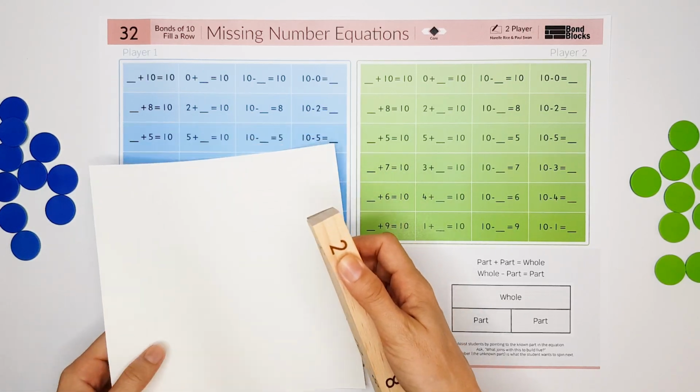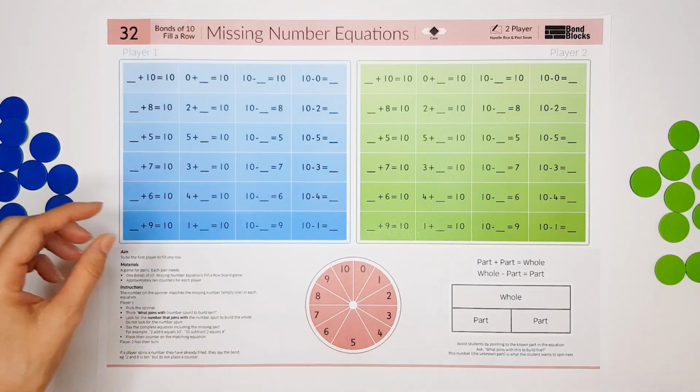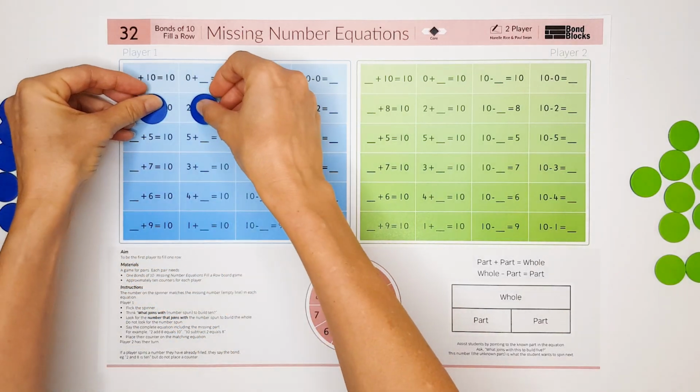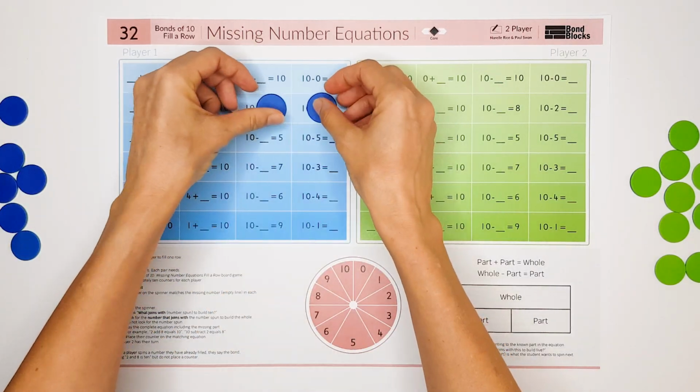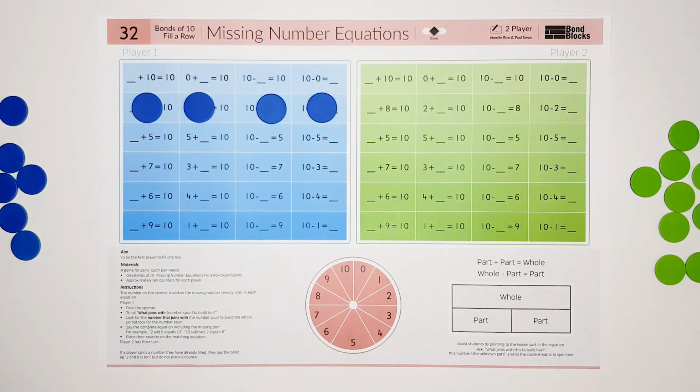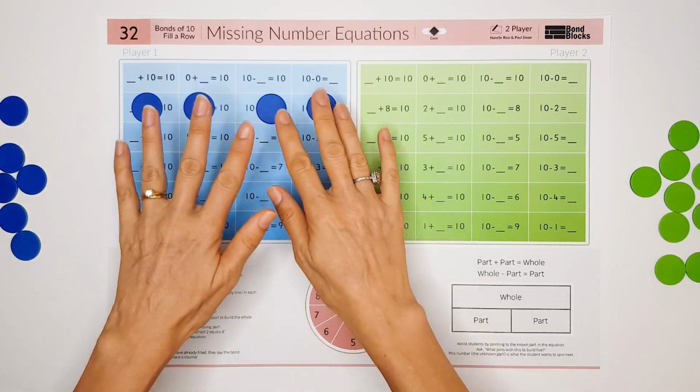The aim of the activity is to fill a row and to be the first player to place all 4 counters. Let's begin.